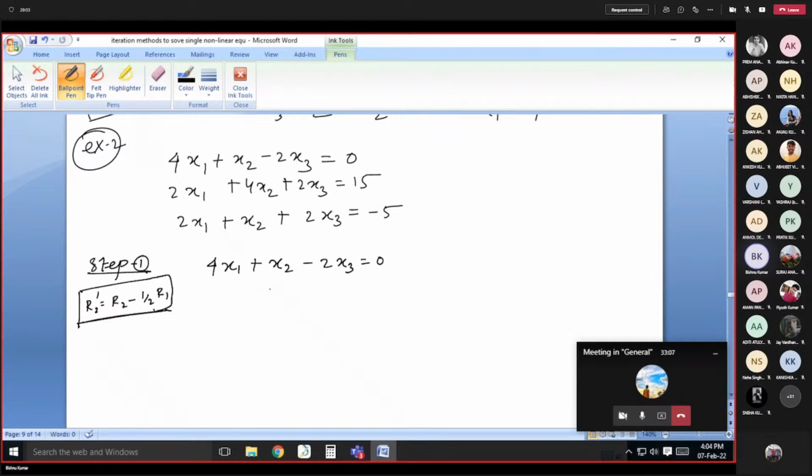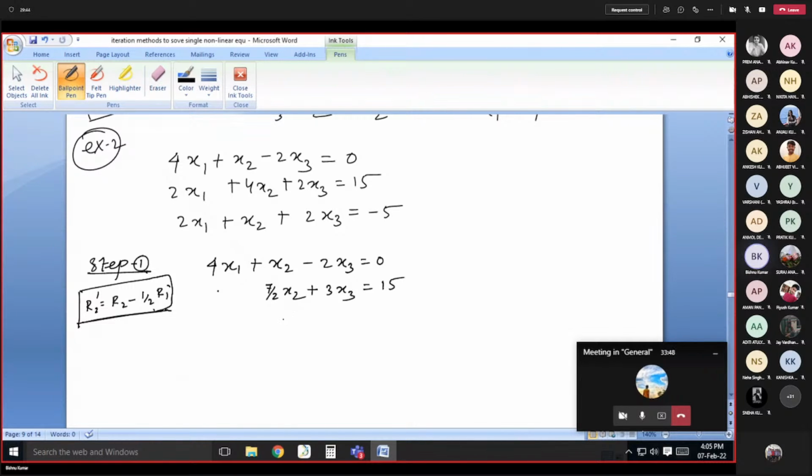So 4, what will be this position? This is 0. Okay, no problem. What will be this position? 4 minus half means 3.5, that is 7 by 2 x2, isn't it? And 2 minus minus plus 1 means 3x3. And actually I am multiplying in R1, but this position is 0, so it will be simply 15 minus 0 into half, 0. So 15 is unchanged, isn't it?